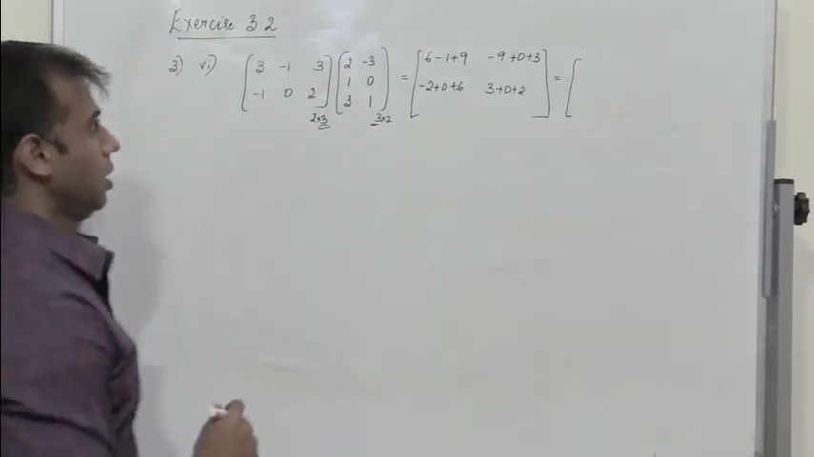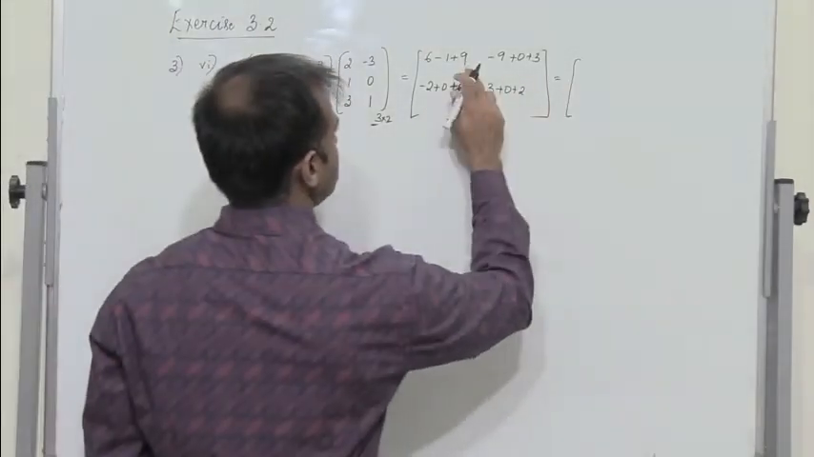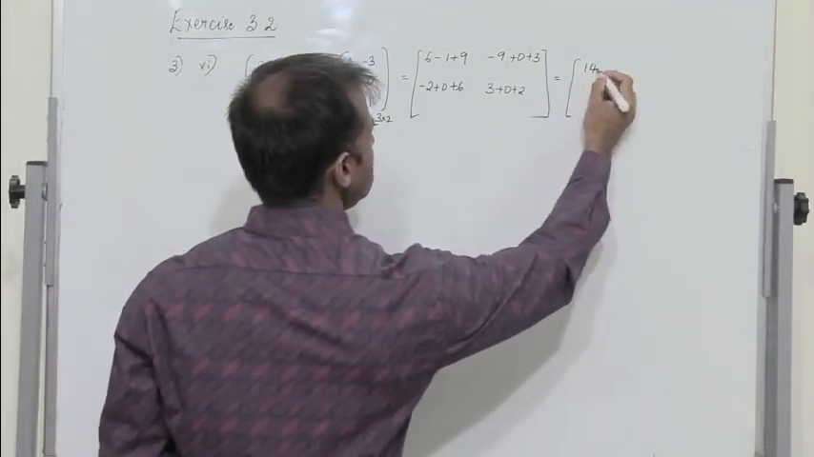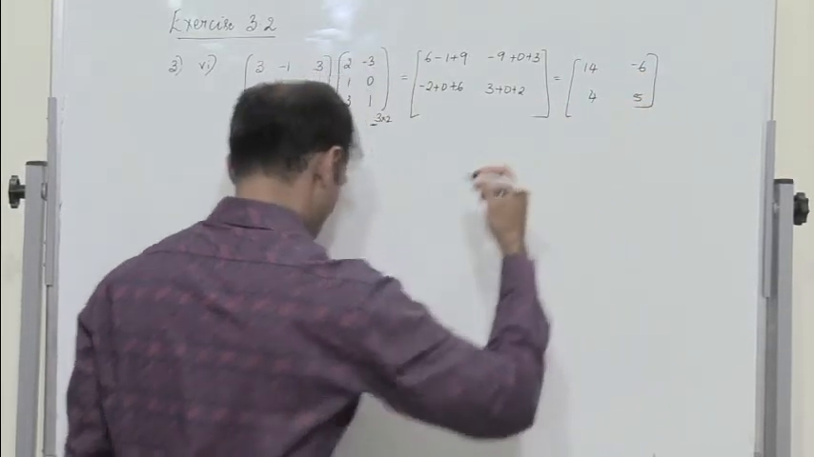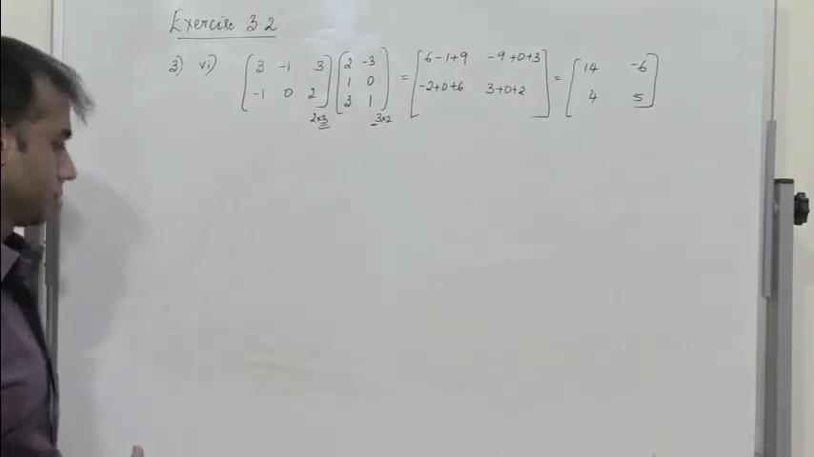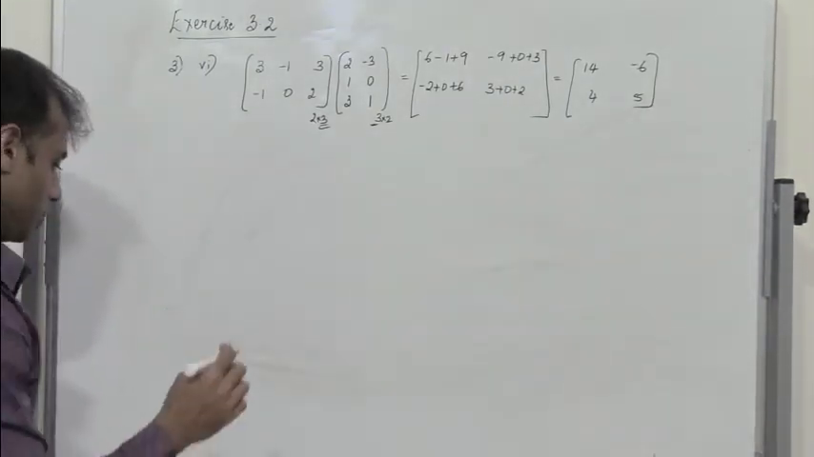So what do we get? We get 14, minus 6, 4 and 5. Right? Okay, so problem 4.